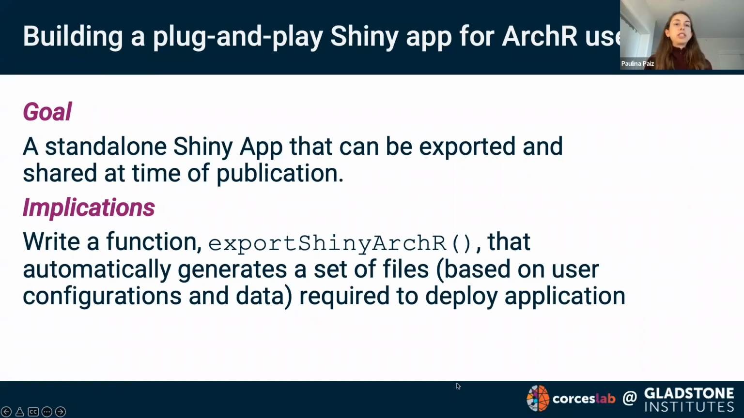And so our goal was to build a plug and play Shiny application for ArchR users. And that could be exported and shared at the time of publication. The implications of this were that we had to write a function, we would call it exportShinyArchR, that automatically generates a set of files specifically based on user configurations and data that would be required to deploy the application. And while this sounds easy, just creating one function, in reality, there's a lot that went behind it. And so this is what I want to share with you today.